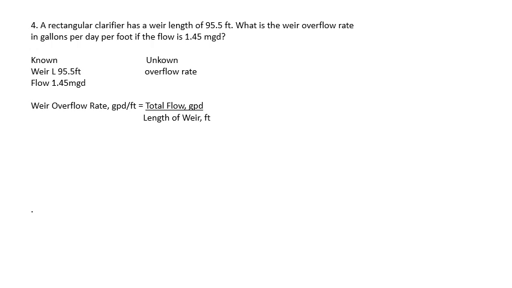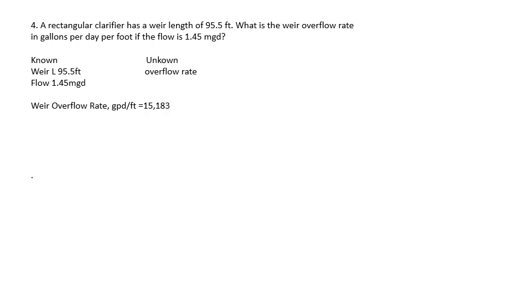We need to convert our million gallons a day to gallons per day. 1.45 million gallons a day times a million over 1M gives 1,450,000 gallons per day. Plug everything into our formula. So the 1,450,000 gallons per day divided by the weir length of 95.5 feet.